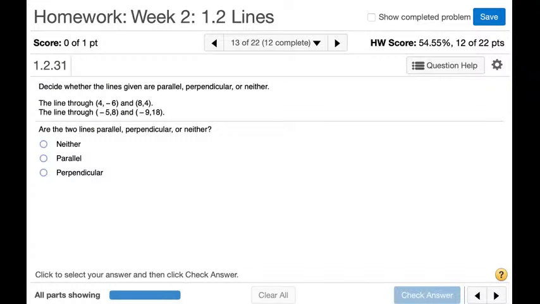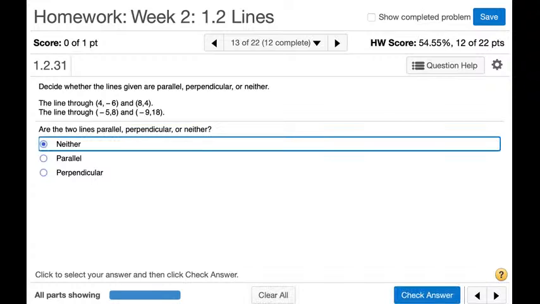Decide whether the given lines are parallel, perpendicular, or neither. So parallel, perpendicular, and neither basically is saying compare their slopes, right? 4 minus negative 6 is going to be 10 divided by 4, which is 5 over 2. That one's a negative 5 over 2, so it's neither. They don't have the same slope, nor are the slopes negative reciprocals of each other.